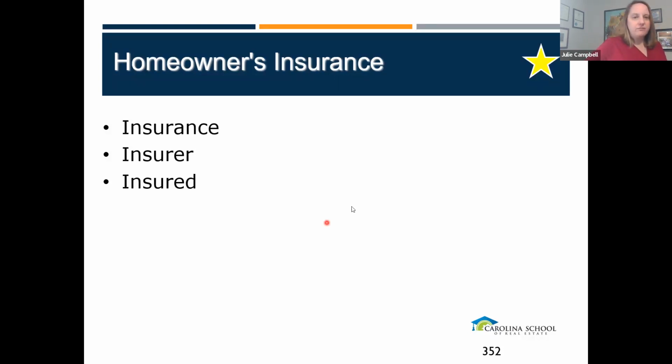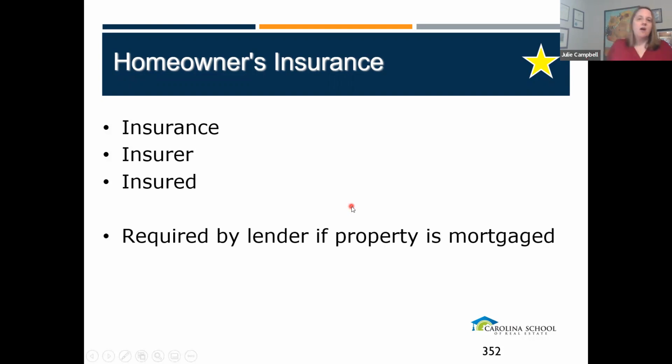If a buyer is getting a loan, homeowner's insurance will be required. If a lender's involved, homeowner's insurance will be required. If it's a cash buyer, homeowner's insurance is highly recommended. And the premium is the consumer's cost, the insured's cost.